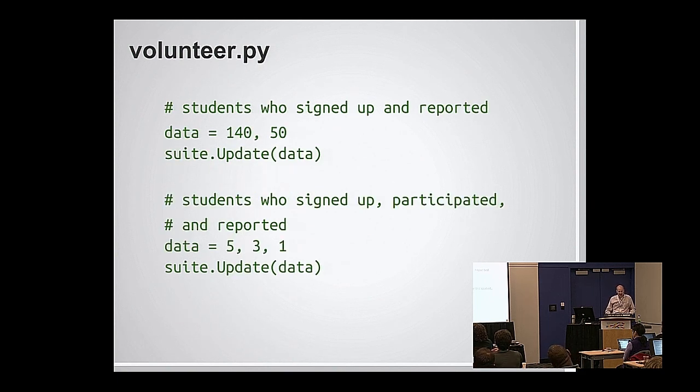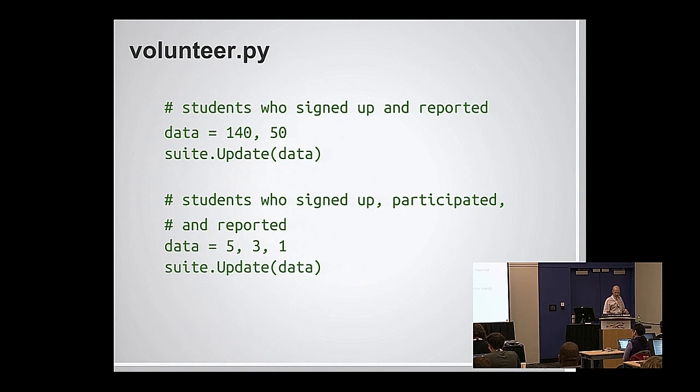Okay. Now, I'm going to do two kinds of updates. So let's say that 140 people registered, and 50 of them report back and say, I did what I said I was going to do. And then I go and I survey 5 people, and I find out that 3 of them participated and 1 of them reported back. So 5 people signed up, 3 of them actually did the thing, and of those 3, 1 of them reported back. So I'm just making up this data as an example, but let's say that that's what you found out.